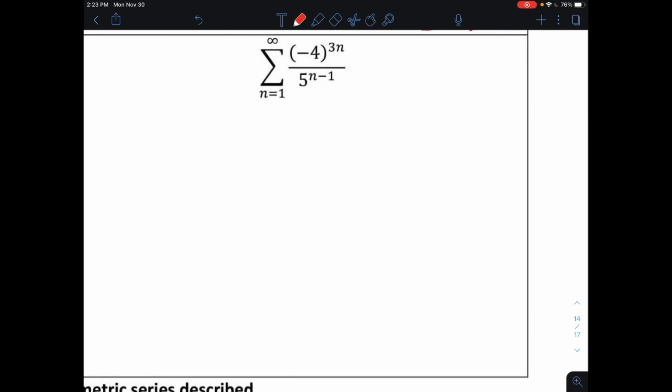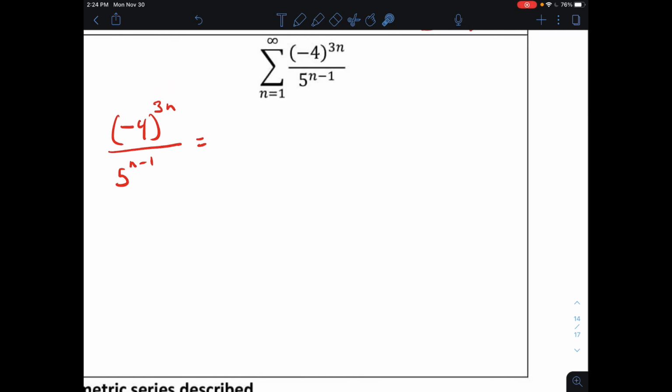So finding the sum of the infinite series from n equal to 1 to infinity of this expression. Now, in order to do this, I would need to see if I could write this in geometric form, since I'm seeing that I have n in the exponents. So we need to use some properties of exponents here. So I have negative 4 raised to the 3n power, and then 5 raised to the n minus 1.